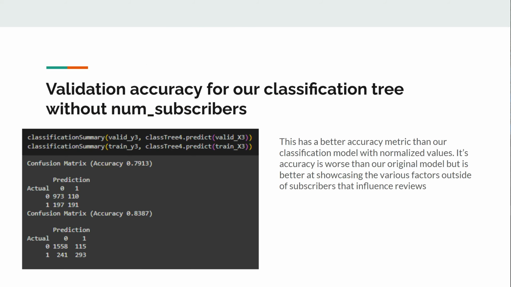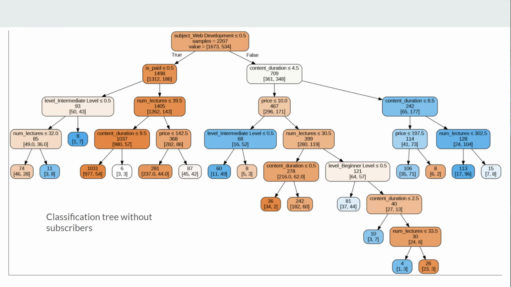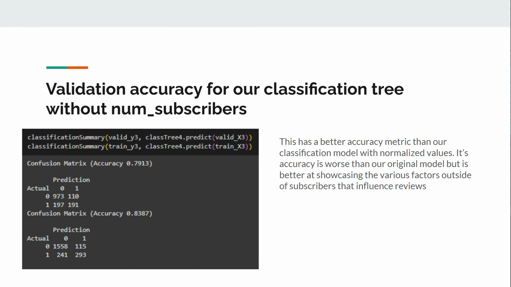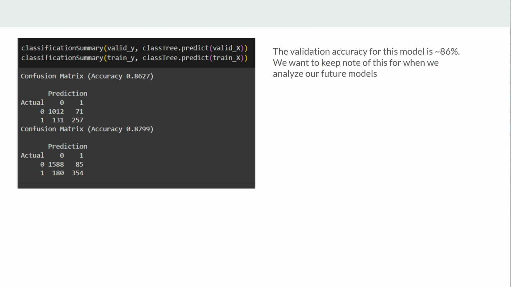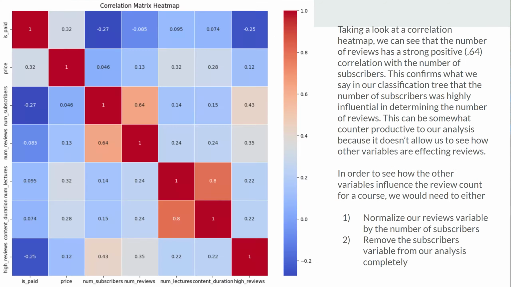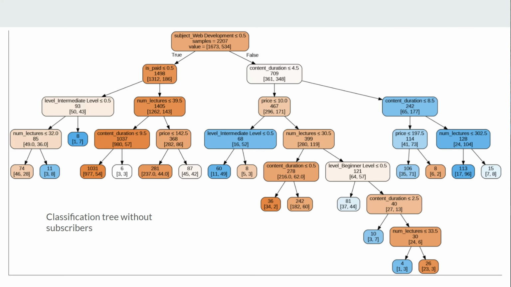And this is the validation accuracy. This is a little bit higher than our validation accuracy for our normalized classification tree, which is around 73%. This one is around 79%. Still less than our original model, which was at around 86%, but a lot less dominated by the number of subscribers. So it is a little bit more useful in my opinion.